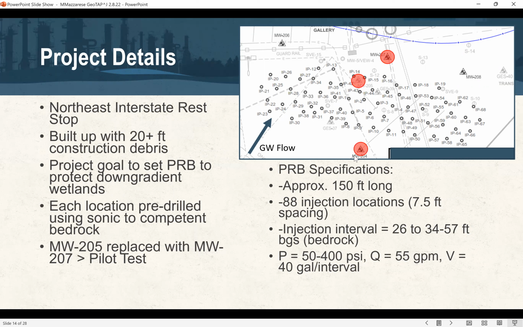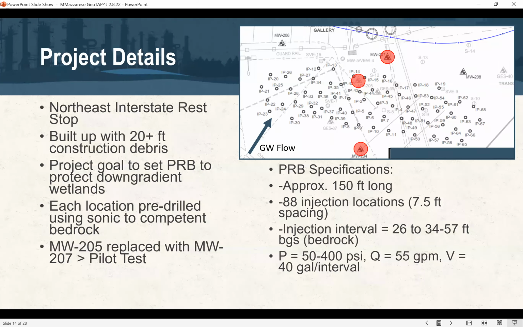MW204 that you see here is the up gradient well that's going to be closest to the source. This was our original pilot test well, and this ultimately got consumed by the full scale design, the full scale layout, excuse me. And so the down gradient monitoring point was moved here to MW207. Whenever I show you the data in a second, this was our pilot test data, and then I stitched together the MW207 data after the full scale was implemented.